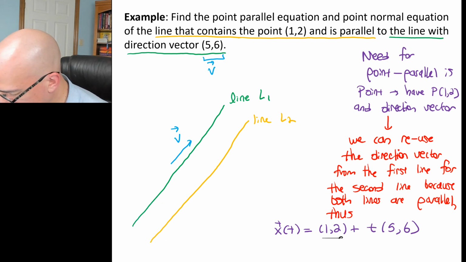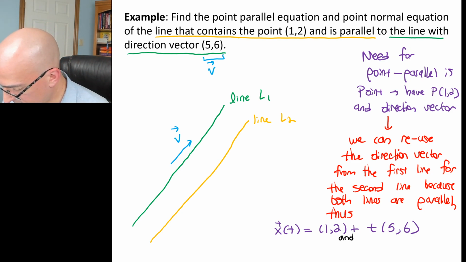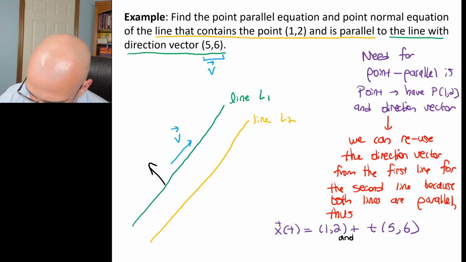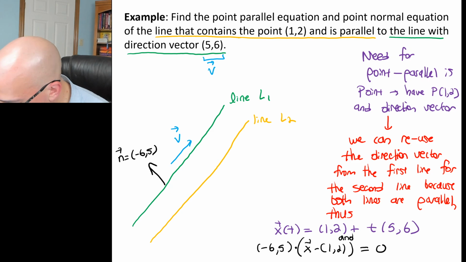I'll just put the answer underneath. And so our normal vector n is negative 6 comma 5. So negative 6 comma 5 dot x minus 1 comma 2 equals 0.